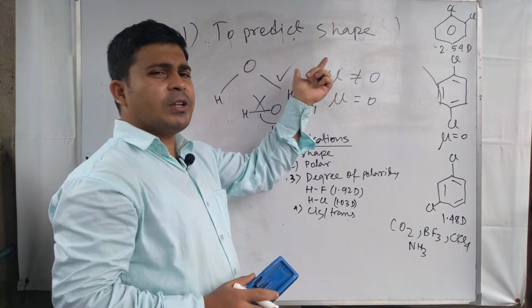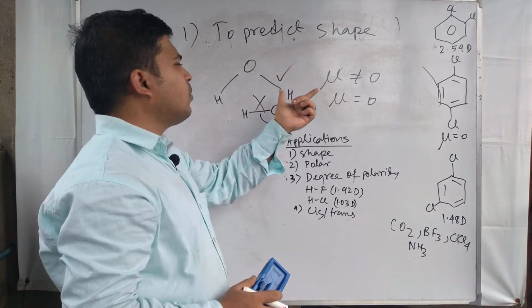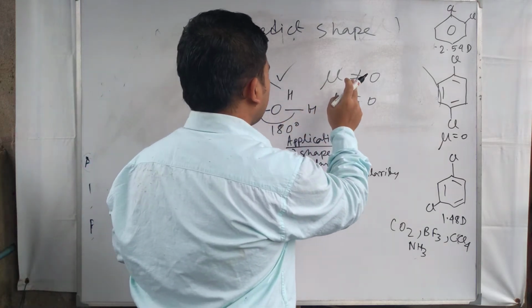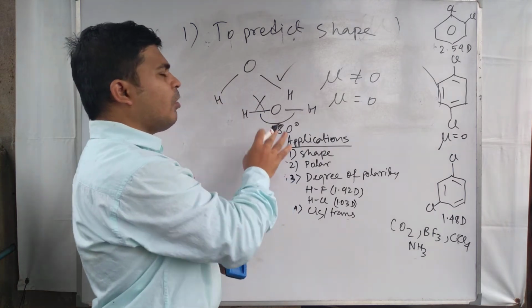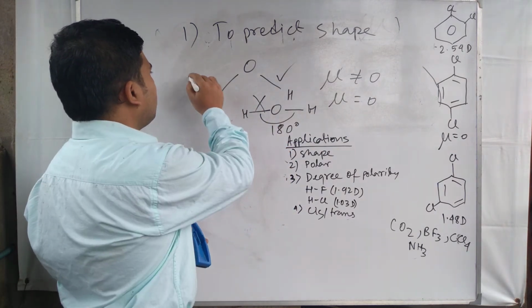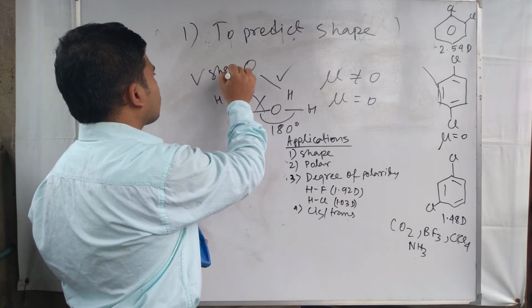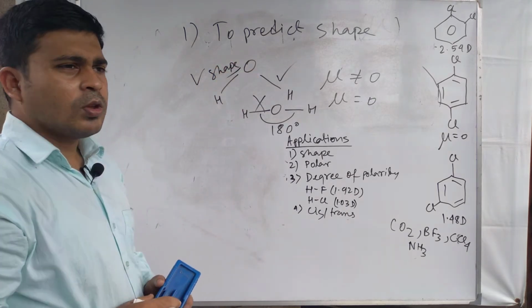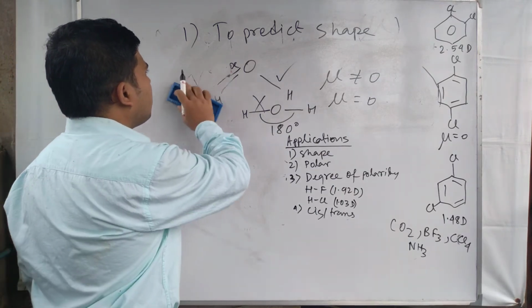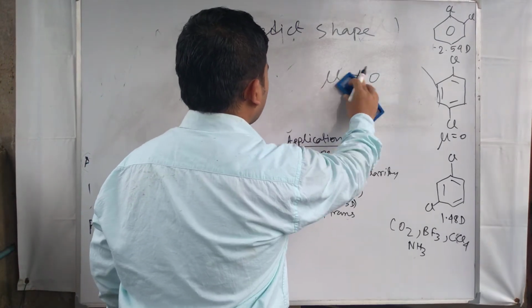So we can predict the shape of the water molecule using the value of dipole moment. Because its dipole moment is not 0, it is not a linear molecule. Its shape is V shape. So this is one application of the dipole moment concept.